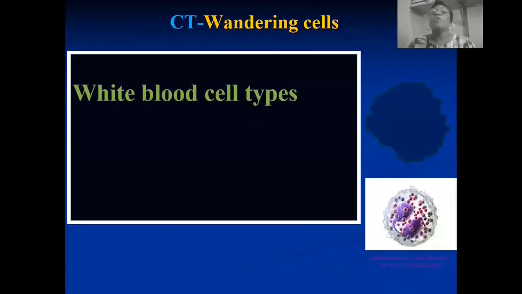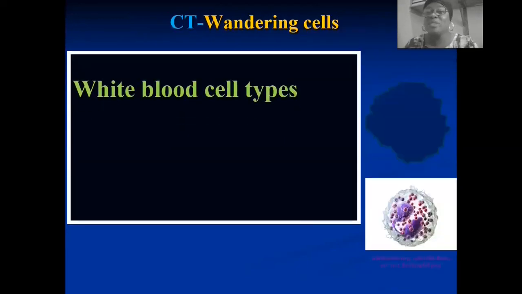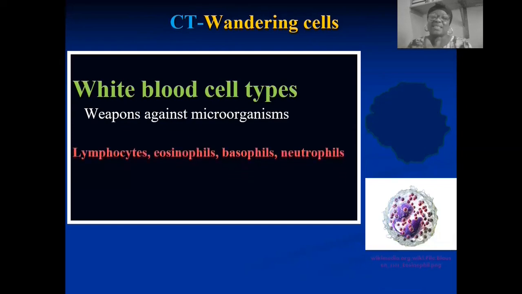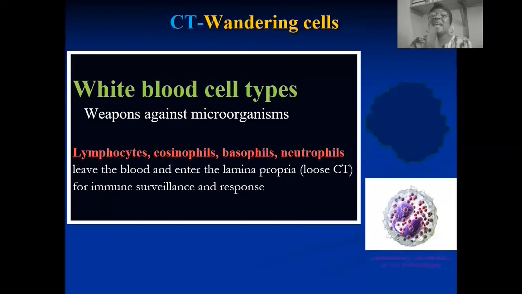Then the other types of wandering cells that we have are the white blood cells, and we have a number of white blood cell types that are seen to be wandering around, and they create weapons against microorganisms or unwanted substances. And among these, we have the lymphocytes. We also have the plasma cells, which are a subset or subgrade of the lymphocytes. We have the eosinophil, we have the basophil, and we have the neutrophils. These cells are seen to leave the blood and find their way into the submucosal tissue, specifically the lamina propria.